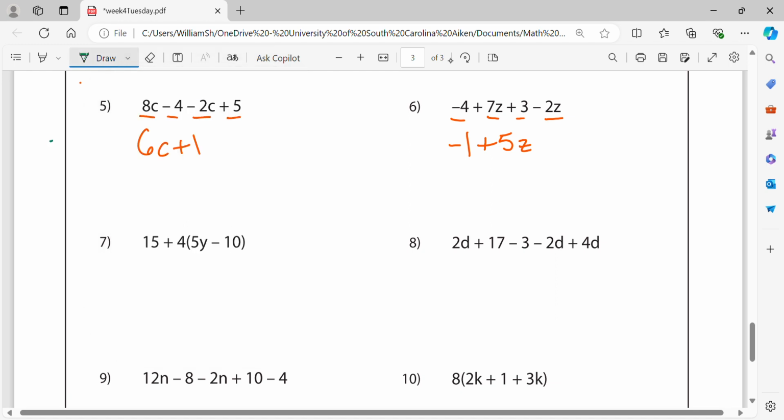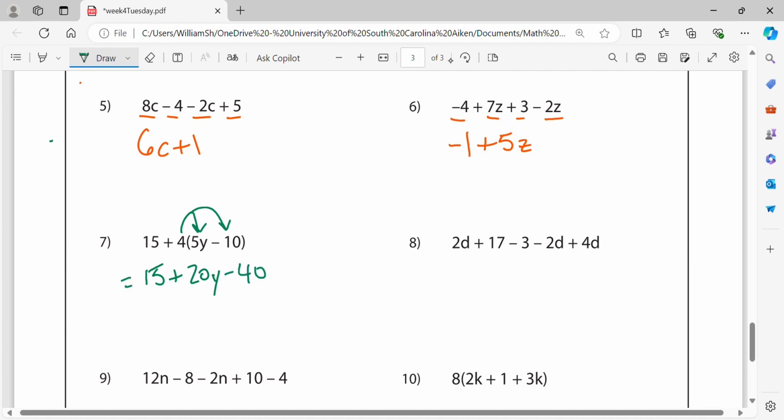Here I have 15 plus 4 times (5y minus 10) in parentheses. Okay. I need to distribute. I got to distribute the 4. Okay, let's do that. I got 15 plus 4 times 5 is 20, so I have 20y. 4 times negative 10 is negative 40.